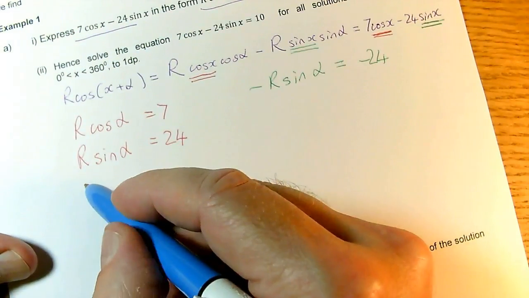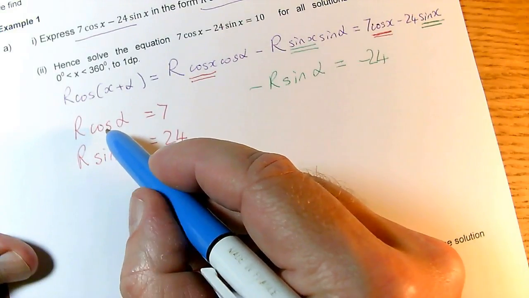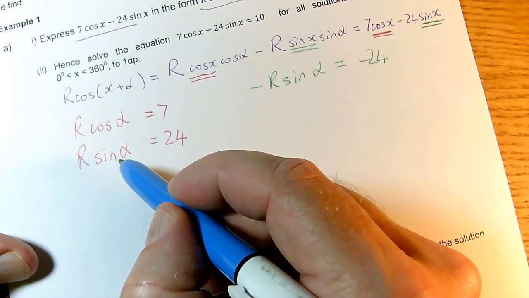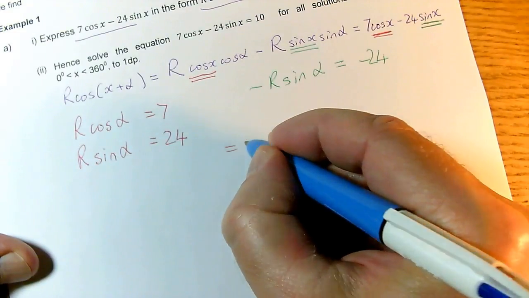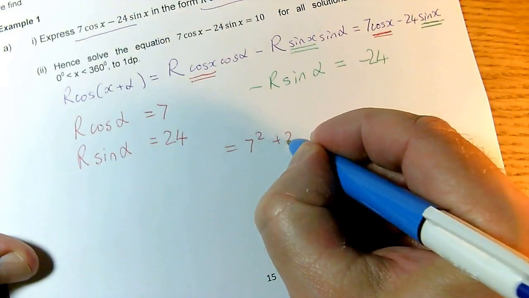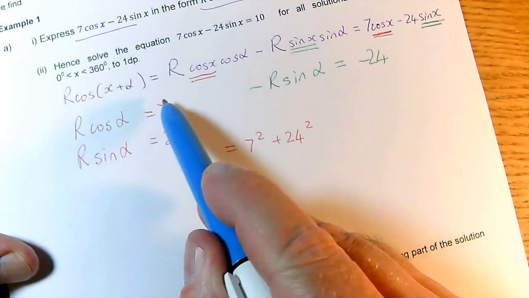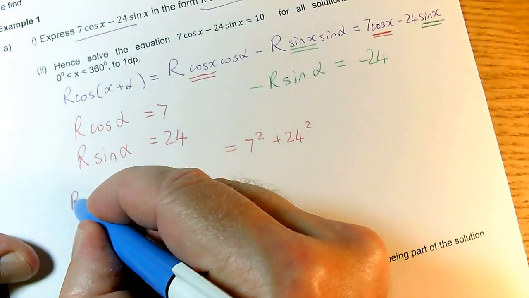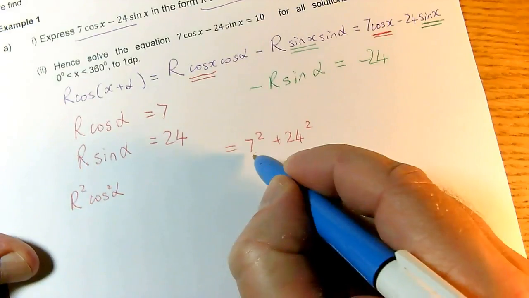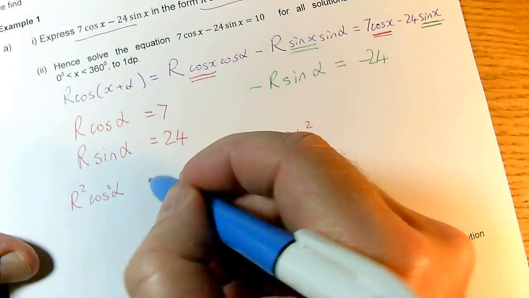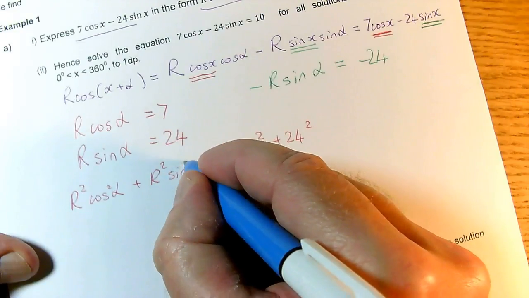Okay, the way to find r is to use the fact that cos squared alpha plus sine squared alpha is 1. So I'm going to be squaring these things. In fact, I'm going to be doing 7 squared plus 24 squared. Okay, well, what does that mean? Well, I'm squaring the 7, so I've got to square this. So I've got to get r squared cos squared alpha. So that's the 7 squared. And then for the 24 squared, that is r squared sine squared alpha.